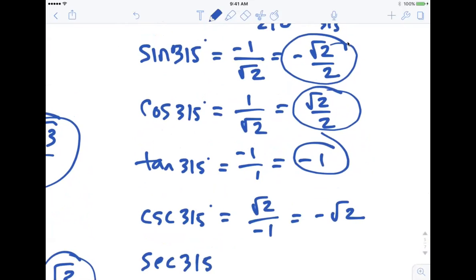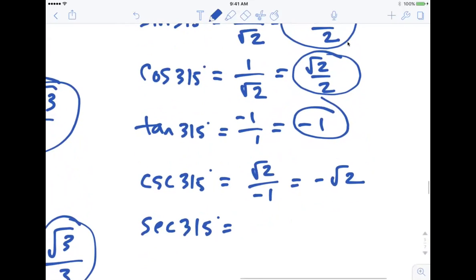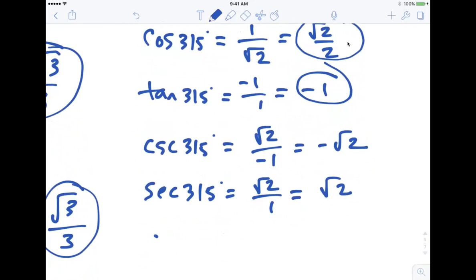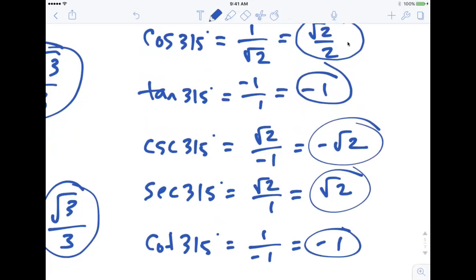Secant is the reciprocal of cosine. Flip over the one that's not rationalized. It'll save you some work. √2 over 1, that's √2. And then cotangent is the reciprocal of the tangent, 1 over -1, still -1. Okay, so those are the reciprocals.